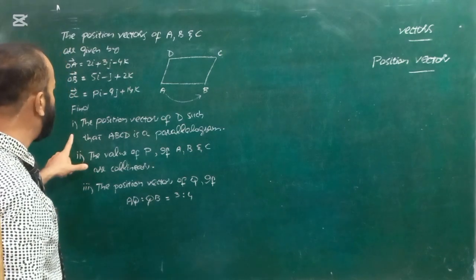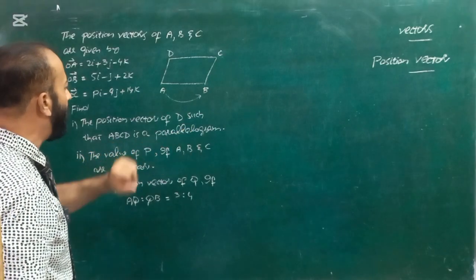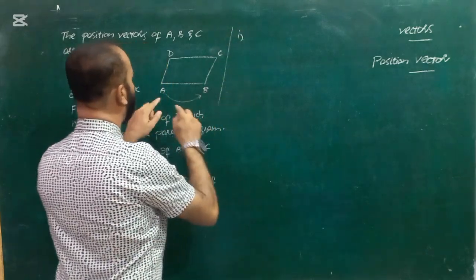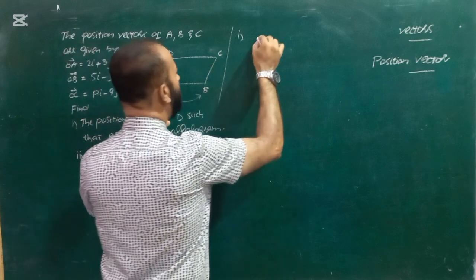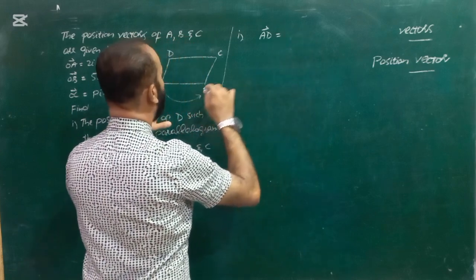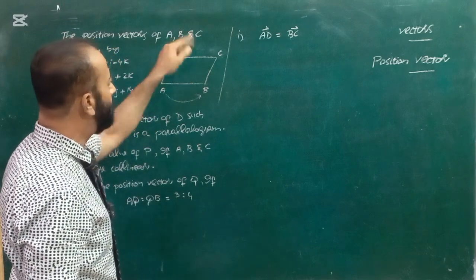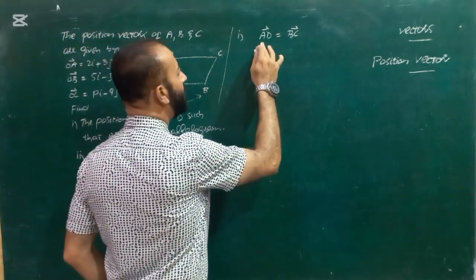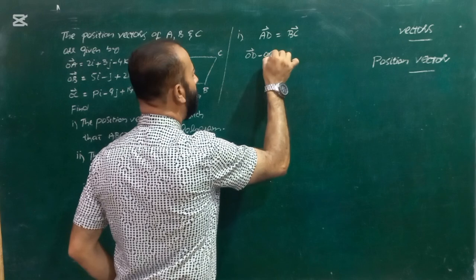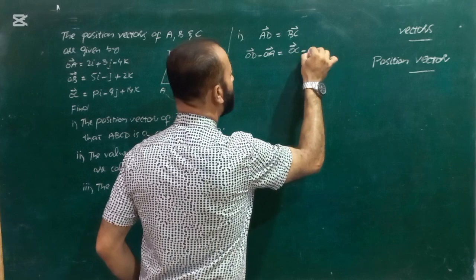Okay, look now, in the first part it is given that the position vector of D such that ABCD is a parallelogram. From here you can see AD will be equal to BC, because in a parallelogram, opposite sides are equal and parallel. So AD will be equal to BC. From here you can see AD can be written like OD minus OA, and on the right side it can be written as OC minus OB.